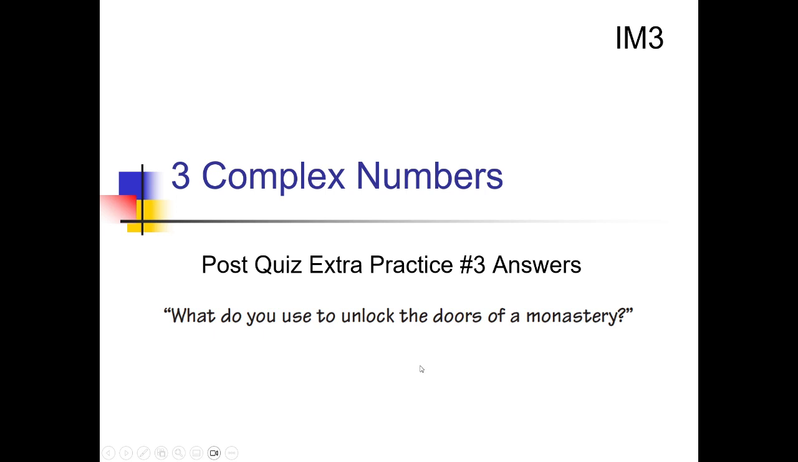Hello there, Mr. Sutton here, bringing you the IM3 Chapter 3 Post-Quiz Extra Practice Number 3 solutions on reviewing of factoring. There's a puzzle that goes with this one. Let's go ahead and take a look at that.